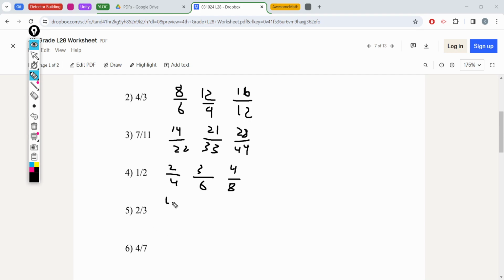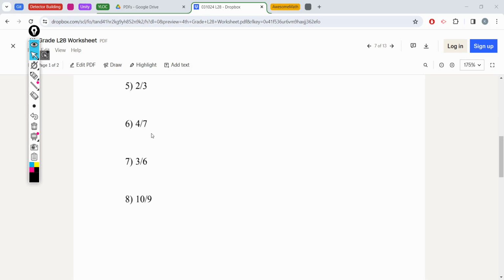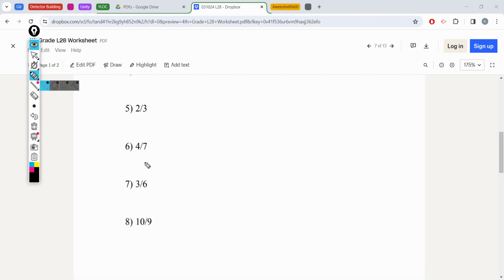For 2/3, you can get 4/6, 6/9, and 8/12. For 4/7, we can get 8/14, or we can get 12/21, or we can get 16 over 28.